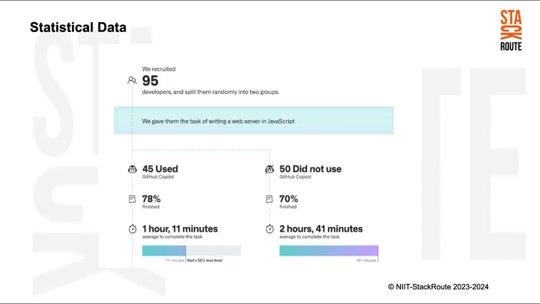So in this experiment, on average, how successful each group was in completing the task and how long each group took to finish, this was the experiment. And you can see 45 used GitHub Copilot and 50 did not. 78% of them finished it, and 70%. The average time shows 1 hour 11 minutes with GitHub Copilot, whereas it shows 2 hours 41 minutes to complete the same task, which is 55% more time than the developers who used GitHub Copilot. So that was all about the statistical data.